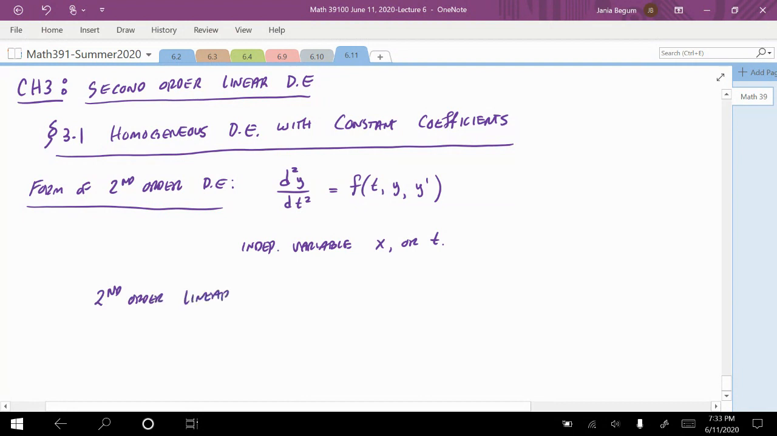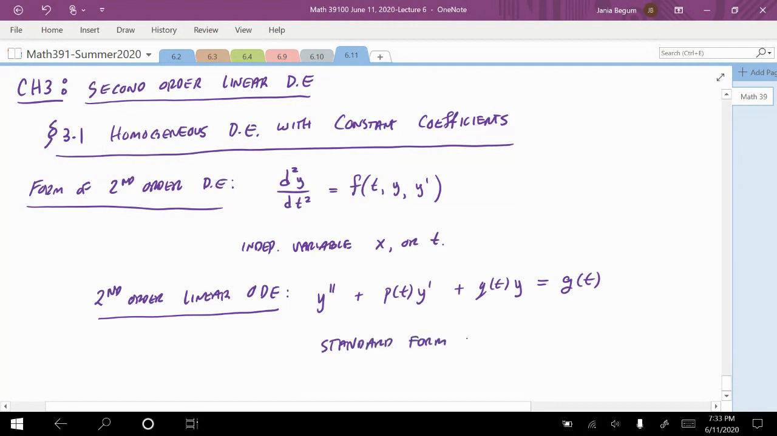Okay, so a second order linear ODE is going to have the following form. You'll have y double prime plus a function of t times y prime plus a function of t times y is equal to a function g of t. So this is called a standard form of second order linear differential equation. So I abbreviated all of that: SOLDE, second order linear differential equation.